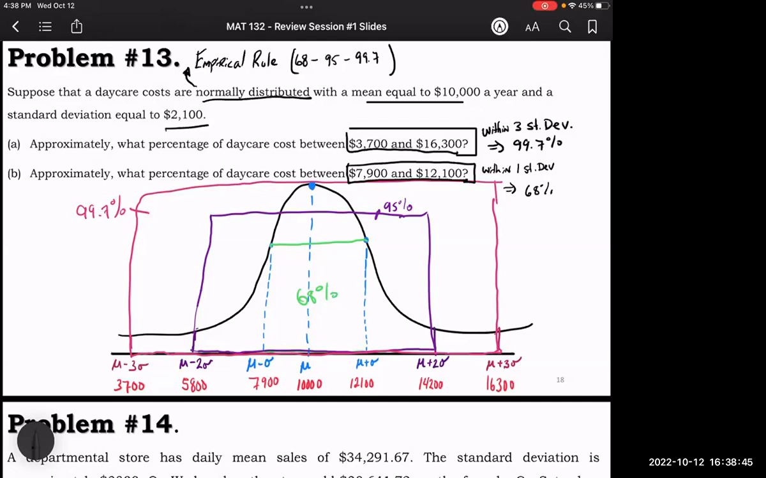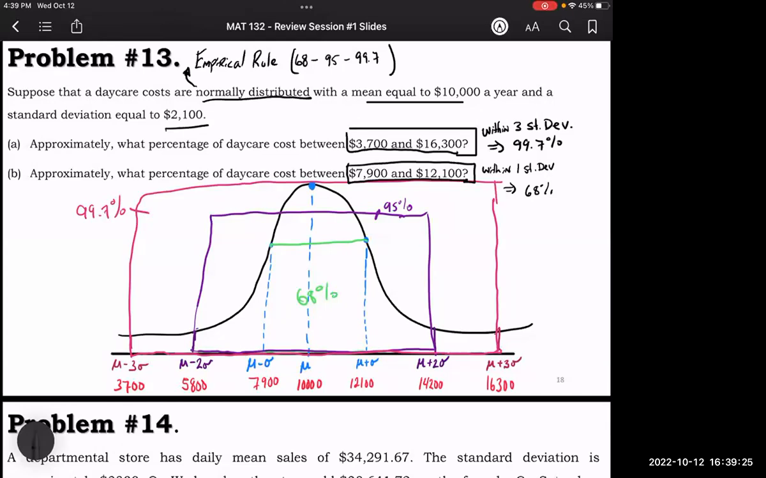How do you get 5,800? Well, you have to do the opposite of adding. You subtract, because those values are less than or below the mean. So, for example, take the mean, which was 10,000, minus 2 times 2,100, and that gives you 5,800. If you want the 7,900, simply do mean minus standard deviation, and the last one, mean minus 3 standard deviations. Okay, thank you. You're welcome. Anybody else?